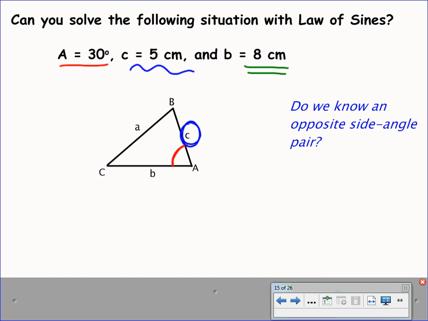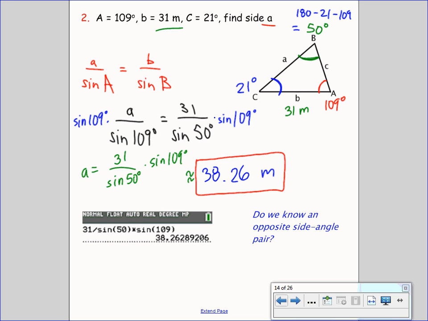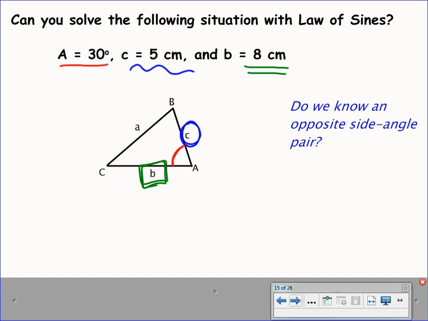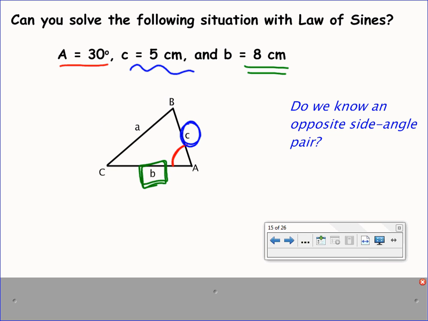B is 8 centimeters. So B is down here, that's 8 centimeters. I've got red angle A known, blue side length C known, and green side length B known. Do I have an opposite side angle pair known? No, we didn't last time, and yet we were still able to solve using law of sines, right? Because Jacques pointed out that 180 degrees minus my two given angles equals the third angle, and then I had both B's. Can I use Jacques' strategy here?